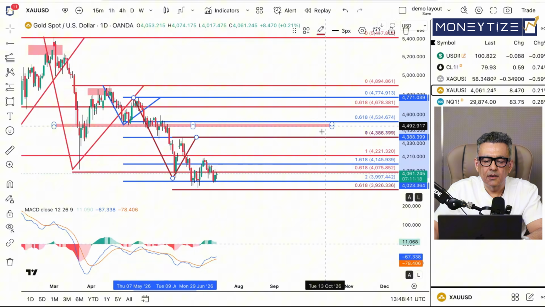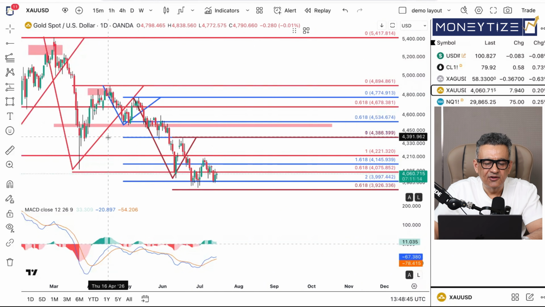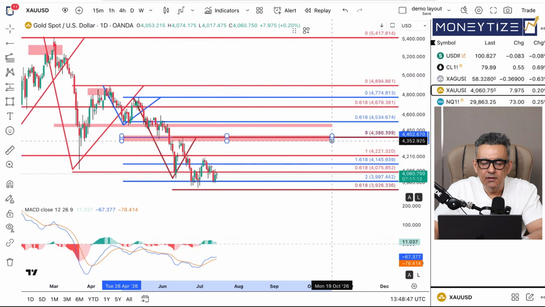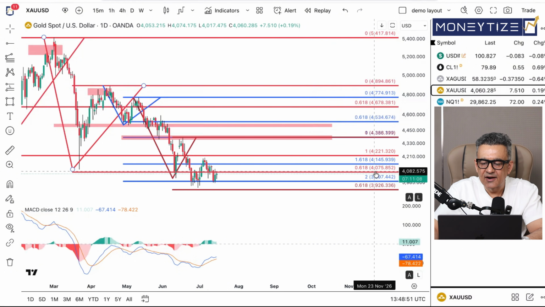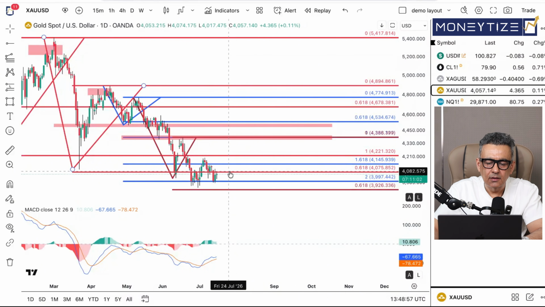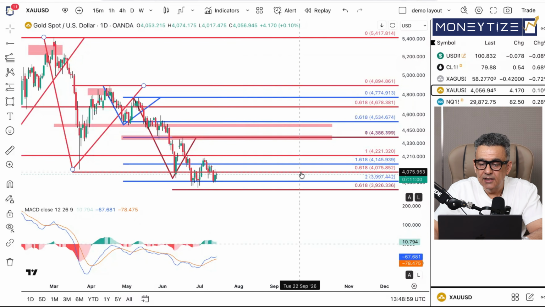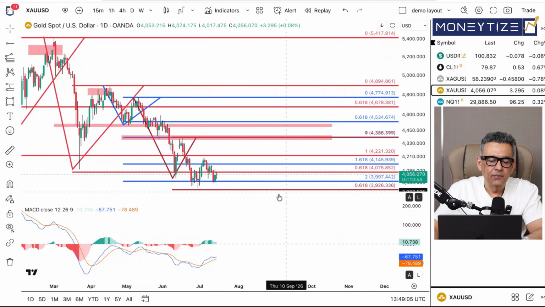Let's change the color again. So here we have a very strong magnet resistance sitting at 43.88. And we also have resistance at 4075. Now this is the local resistance, the nearest one from the current price. Unless I see a candle closing above a 4 hourly or 1 hourly candle breaking and closing above 4075, I would not expect continuation higher.